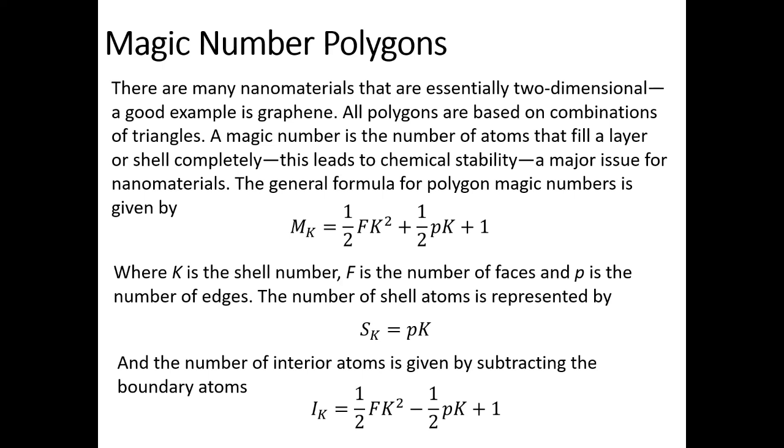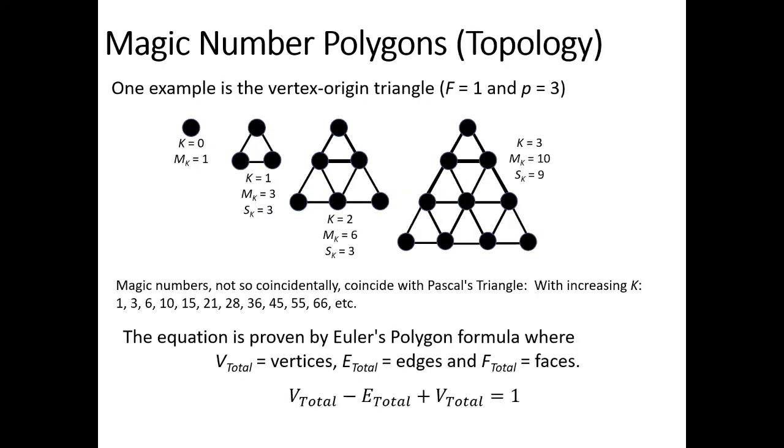For the second kind of triangle, F and K are constant for what kind of triangle? We're looking at the vertex origin triangle. So if K is 2, okay, F is still 1. What is the answer? And at the bottom, you can't see really well. I is the interior. So you take MK minus SK and you get IK, which is just the number of interior atoms. So these work. You can prove it to yourself.